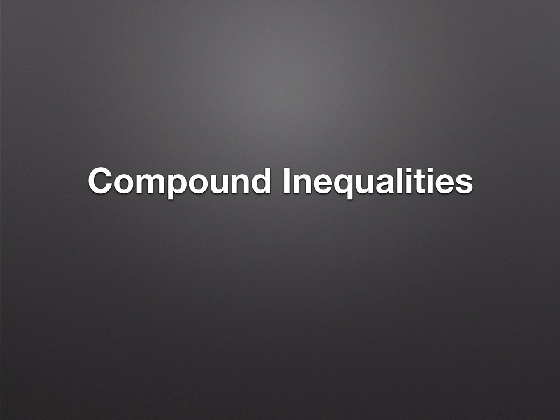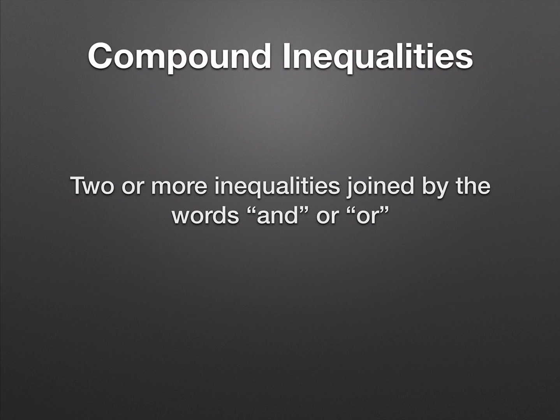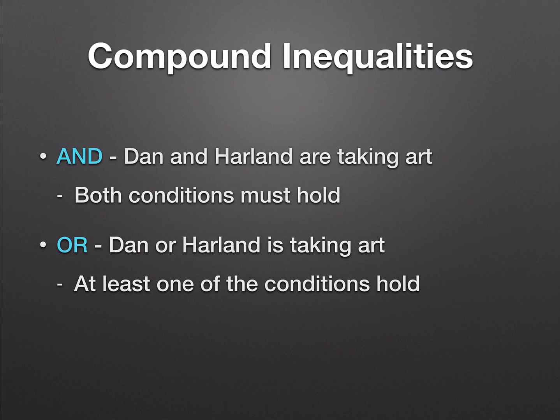This video is about compound inequalities. Compound inequalities occur when you have two or more inequalities that are joined by the word "and" or the word "or."